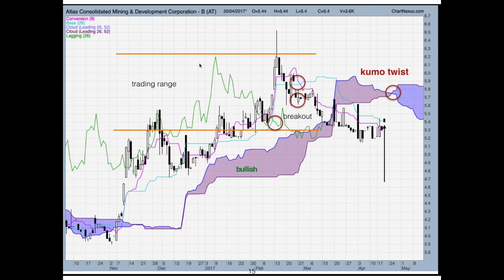After prices broke out below the Kumo, a new trading range was created. At this point, the previous support now becomes resistance.